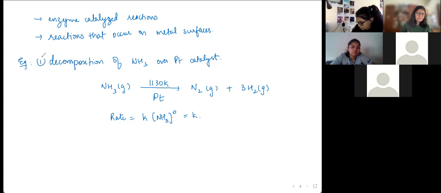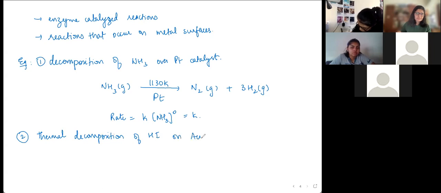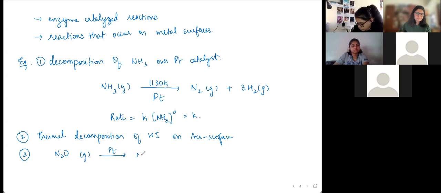Another example is thermal decomposition of HI. Again, this takes place on gold surface. Same funda, HI decomposes into hydrogen and iodine on gold surface. That doesn't depend on this. Then decomposition of nitrous oxide also. So N2O, gaseous. This also happens on platinum.